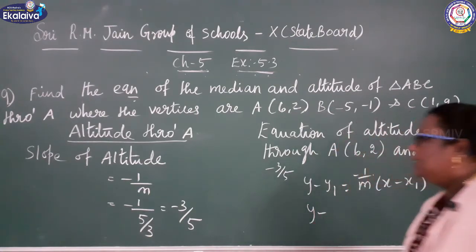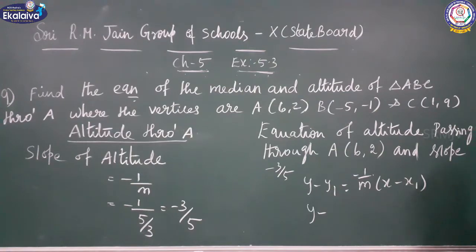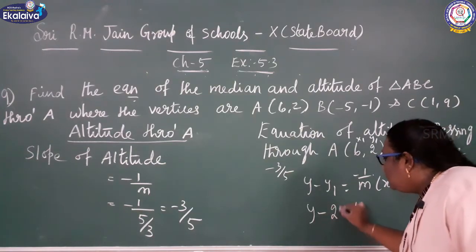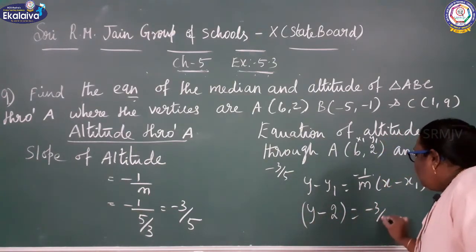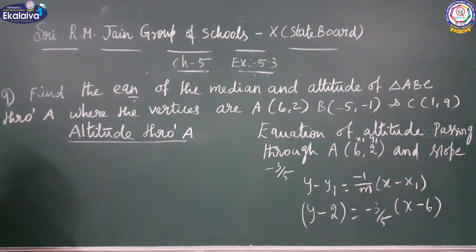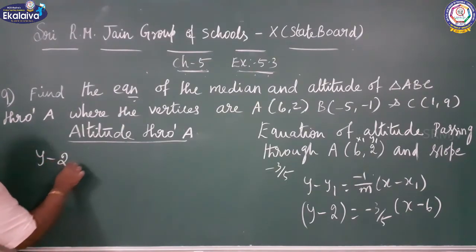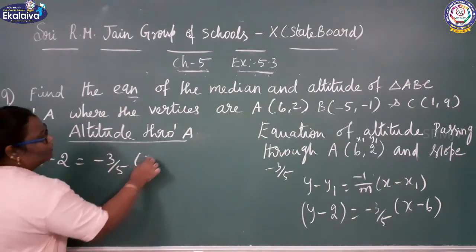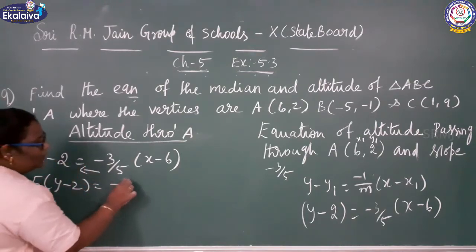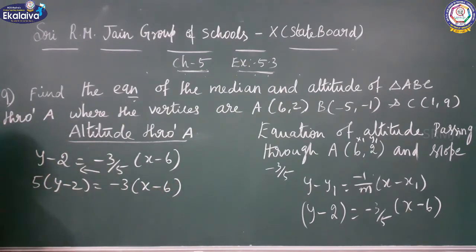So y minus y1. This is x1, this is y1. y minus y1, which is 2, equal to perpendicular slope minus 3 by 5 into x minus x1, value equal to 6. So y minus 2 equal to minus 3 by 5 into (x minus 6). 5 into (y minus 2) equal to minus 3 into (x minus 6).